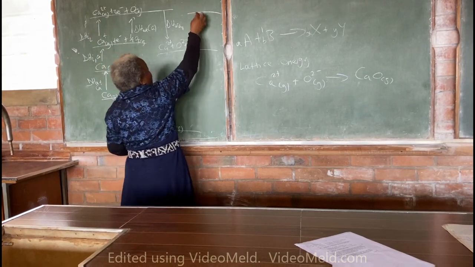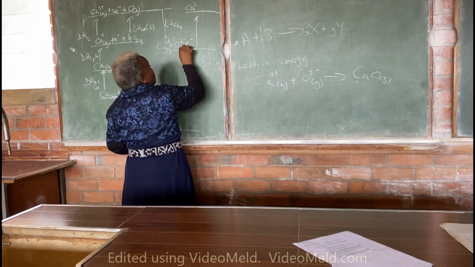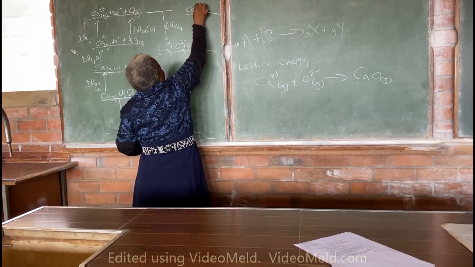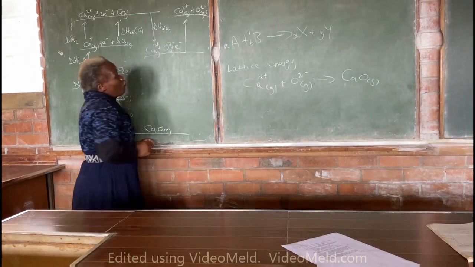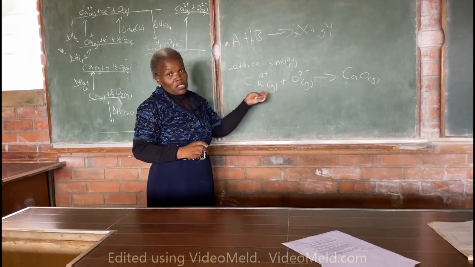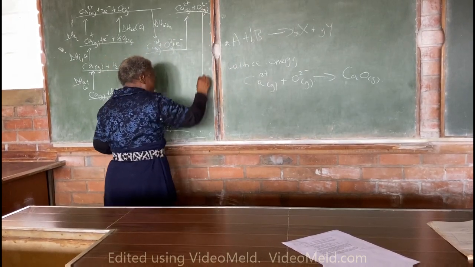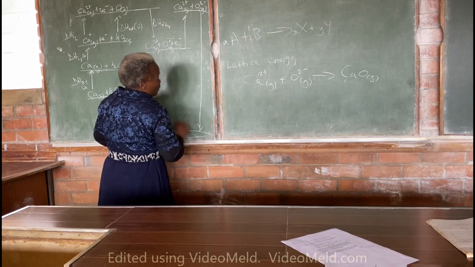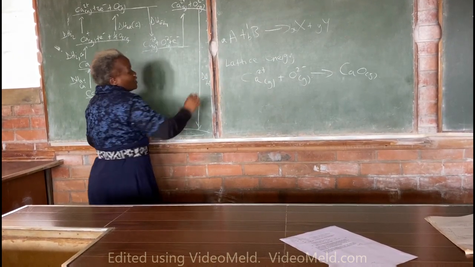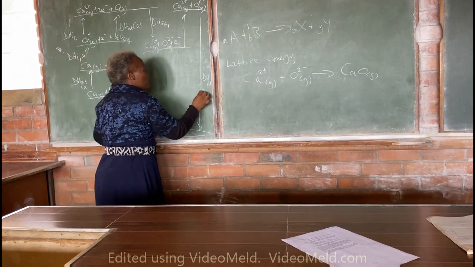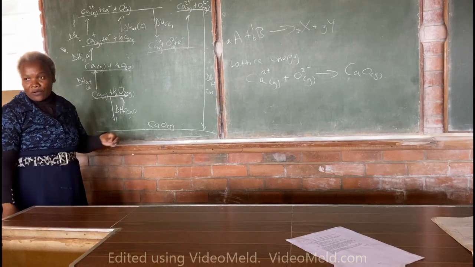It's an endothermic process, so that you form O2 minus. So don't forget to put the state symbols. You now form Ca2 plus and O2 minus. We have now formed the gaseous ions. In these gaseous ions, when they now combine, you now form the ionic solid, and this is the delta H lattice energy for calcium oxide. So this is the Born-Haber cycle.